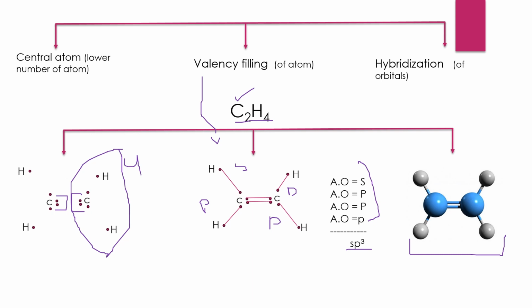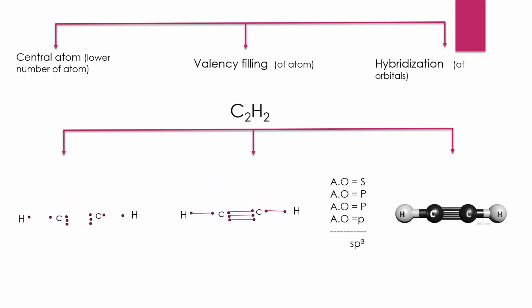After that, when we are talking about 2 carbons plus 2 hydrogens, again the central atom would be carbon. Why? Because carbon has 3 bondings here. Because of 3 bondings, it will be represented in linear form, and the angle here would be 180 degrees.